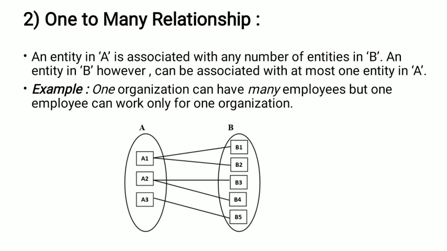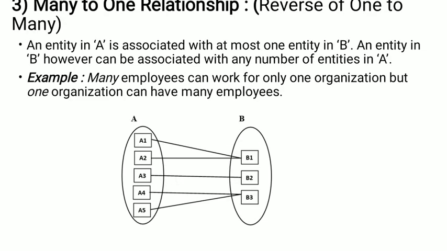The third one is the many-to-one relationship. An entity in A is associated with at most one entity in B, while an entity in B can be associated with any number of entities in A. For example, many employees can work for only one organization, but one organization can have many employees.